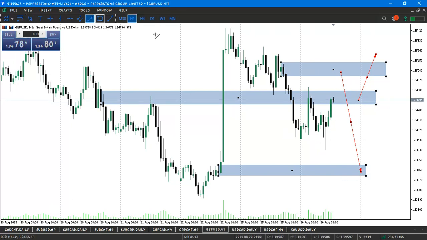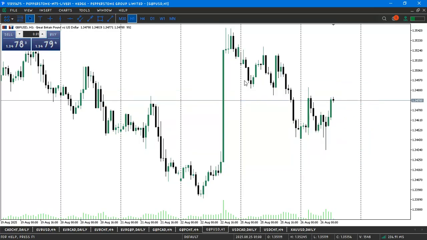Remember, there is liquidity that is lying within this area, as the demand area has not been caught in this trade. Therefore, these are my expectations. That is what I expect from the market. I'll be watching what happens in this area.